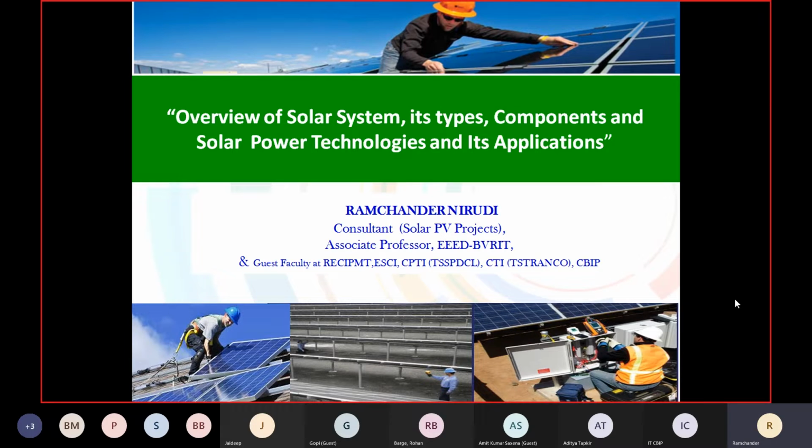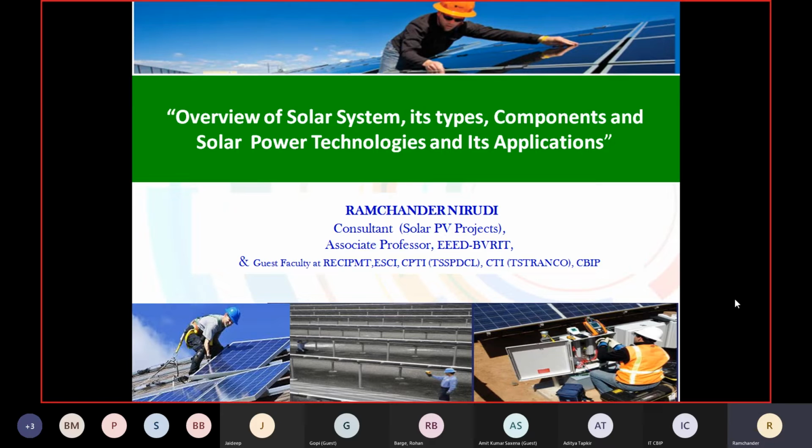Myself, Ramchander, I'm a consultant for solar PV projects. I'm also an associate professor at the B.V. Raj Institute of Technology. I'm guest faculty for many institutions like CBIP, RECIPMT, Engineering Staff College of India, etc. Today we are going to discuss the overview of solar PV systems, their various types, components, and solar power technologies and applications.